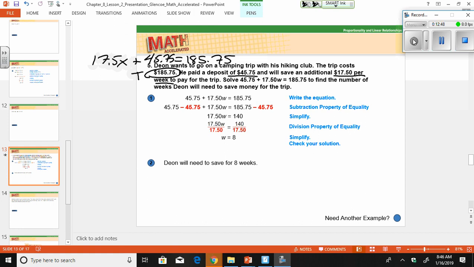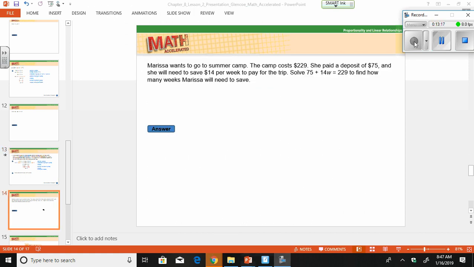So we have our equation here. Find the number of weeks Dion will need to save money for the trip. We subtract our addition or subtraction. So what's with the W? 17.50. It's multiplying. 45.75. It's adding. So we get rid of the 45.75 first by subtracting it from both sides. And then the opposite of multiplying by 17.50 is to divide by 17.50. So we know that we need to have saved up for 8 weeks.